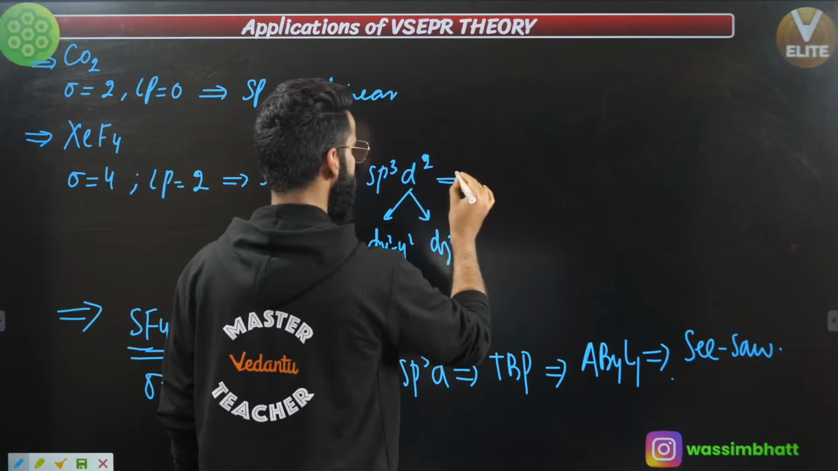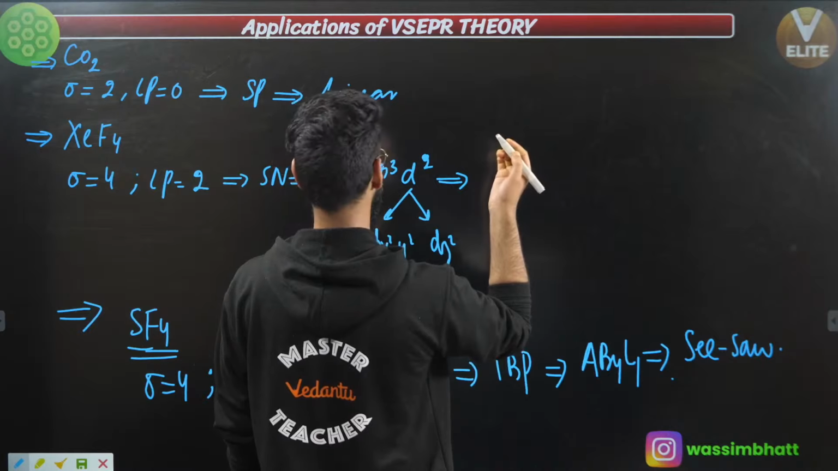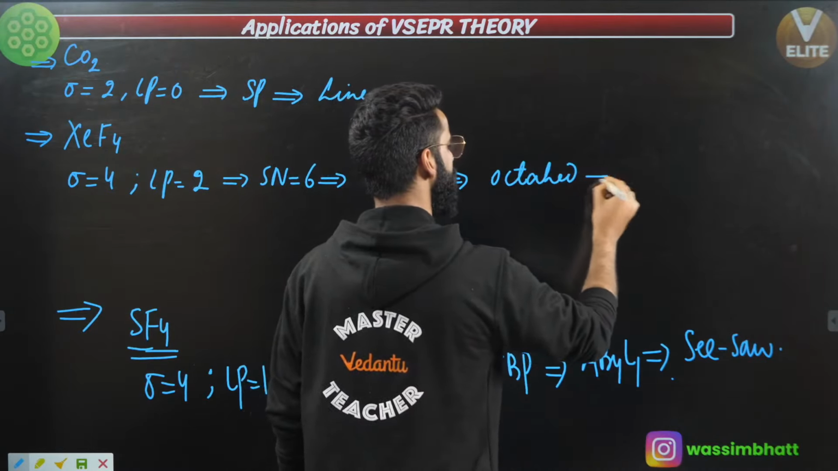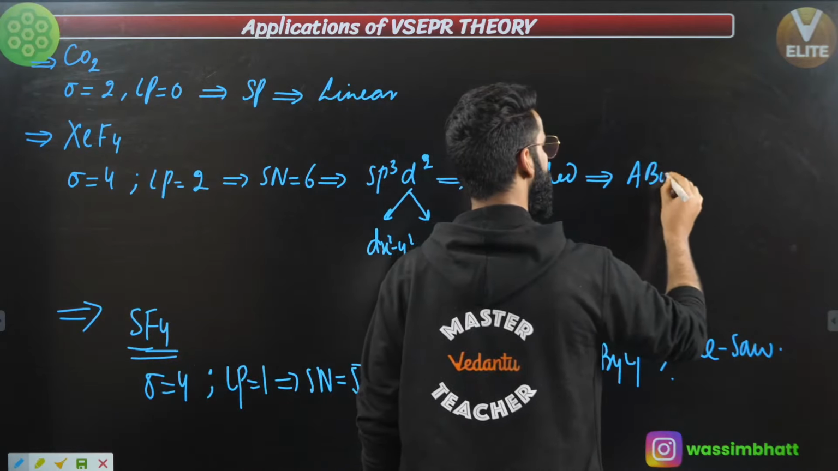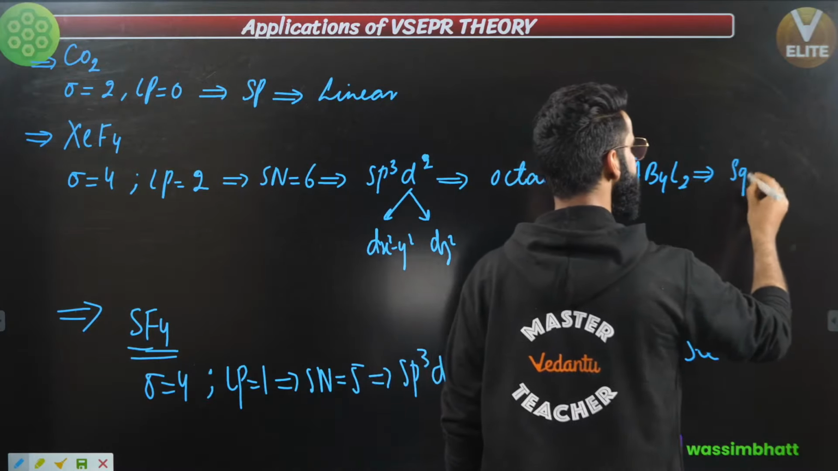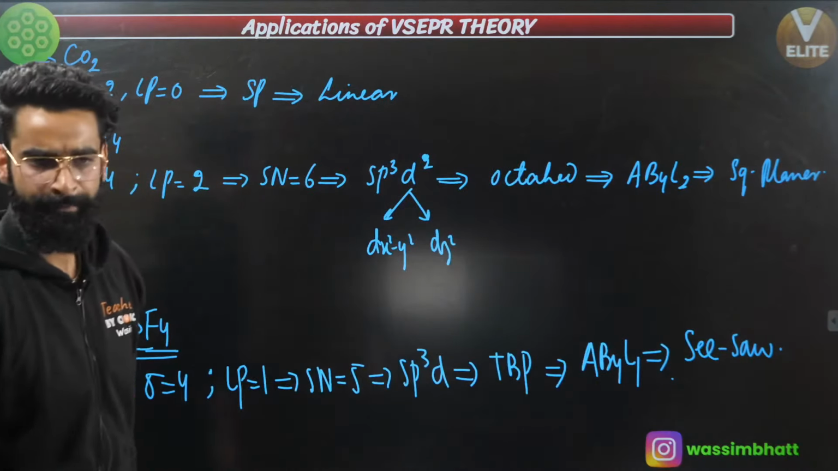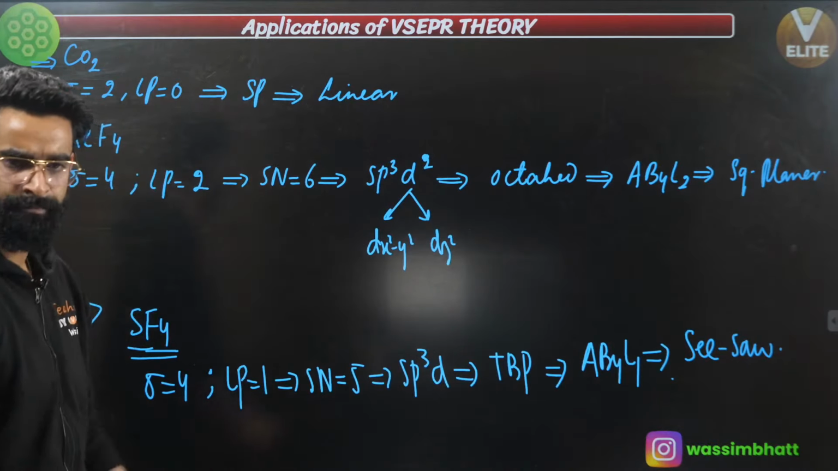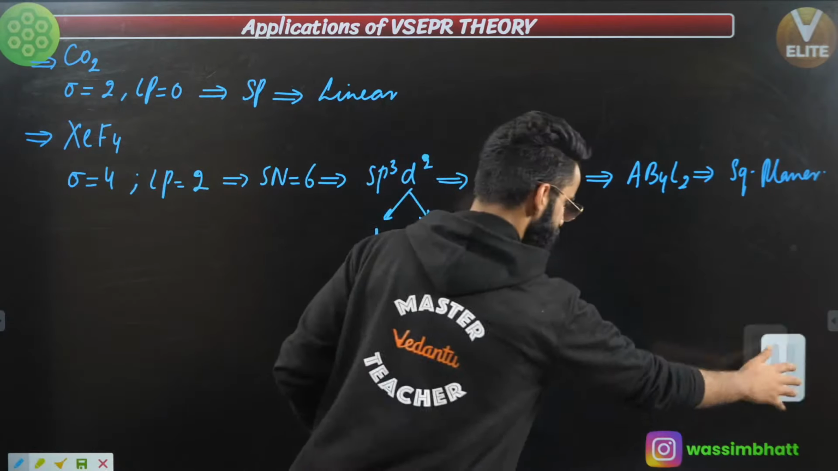And apart from that, sp3d2, what is the geometry? Geometry in case of sp3d2 is going to be simply octahedral, right? If geometry is octahedral, what is the type of the molecule? It's going to be AB4L2. In case of AB4L2, what is the shape? Square planar, right? All this data you can conclude. Correct? Exactly. Let me give you a few more examples. Let's see if you can solve it.